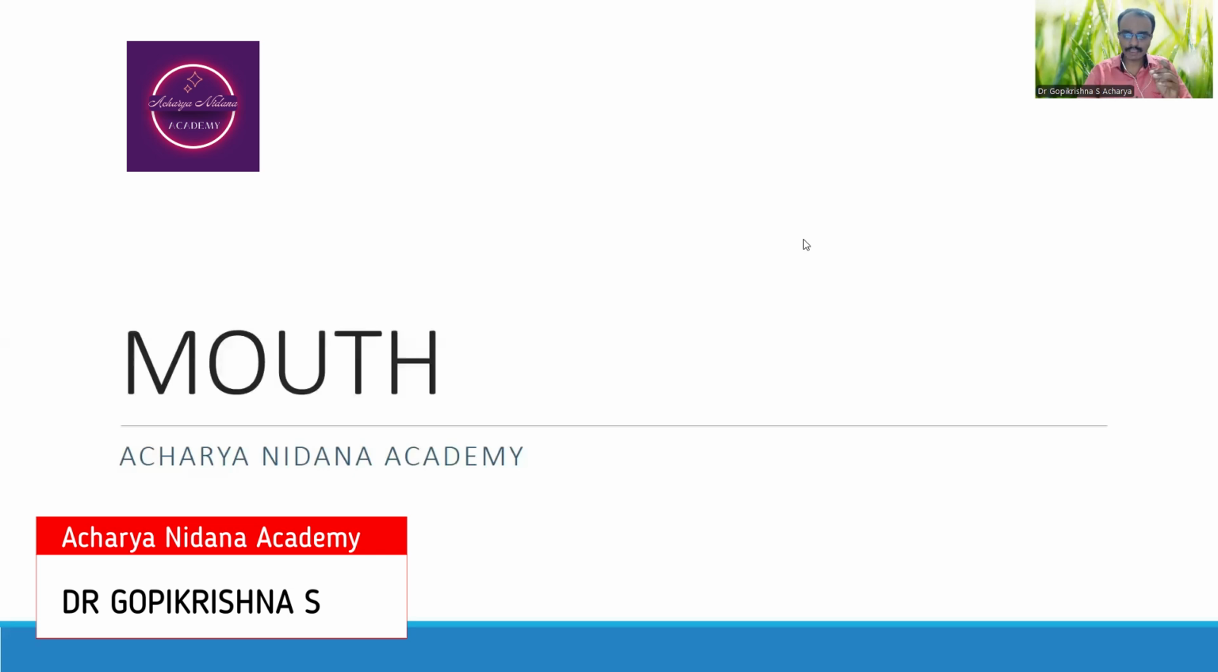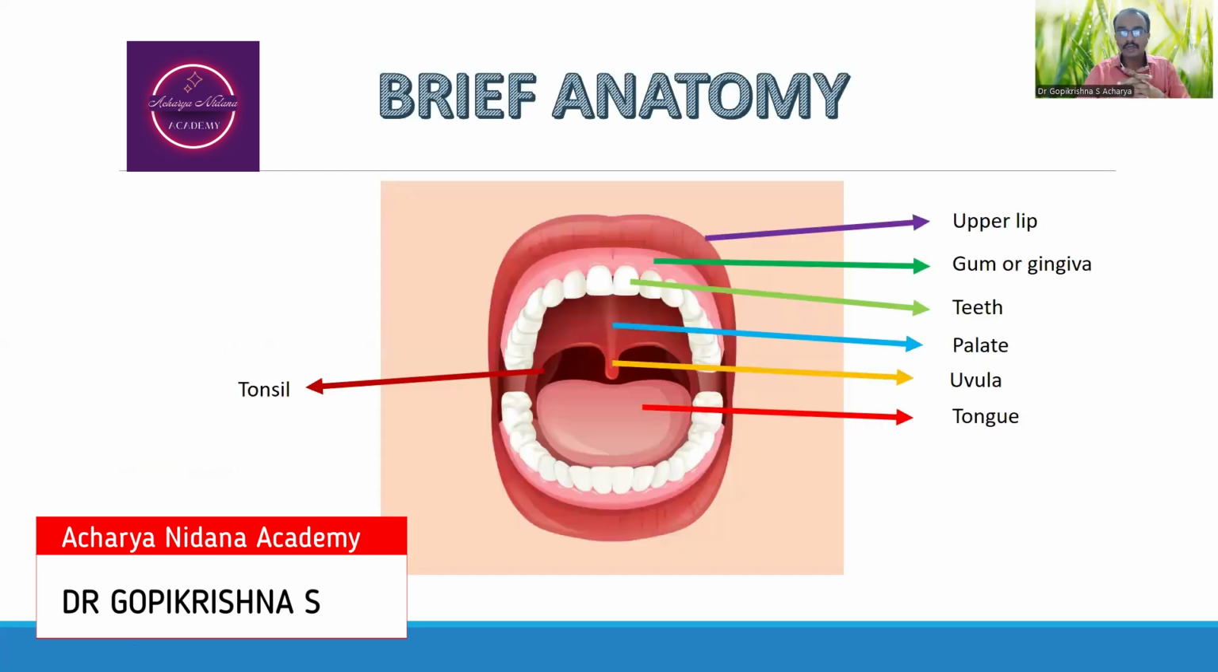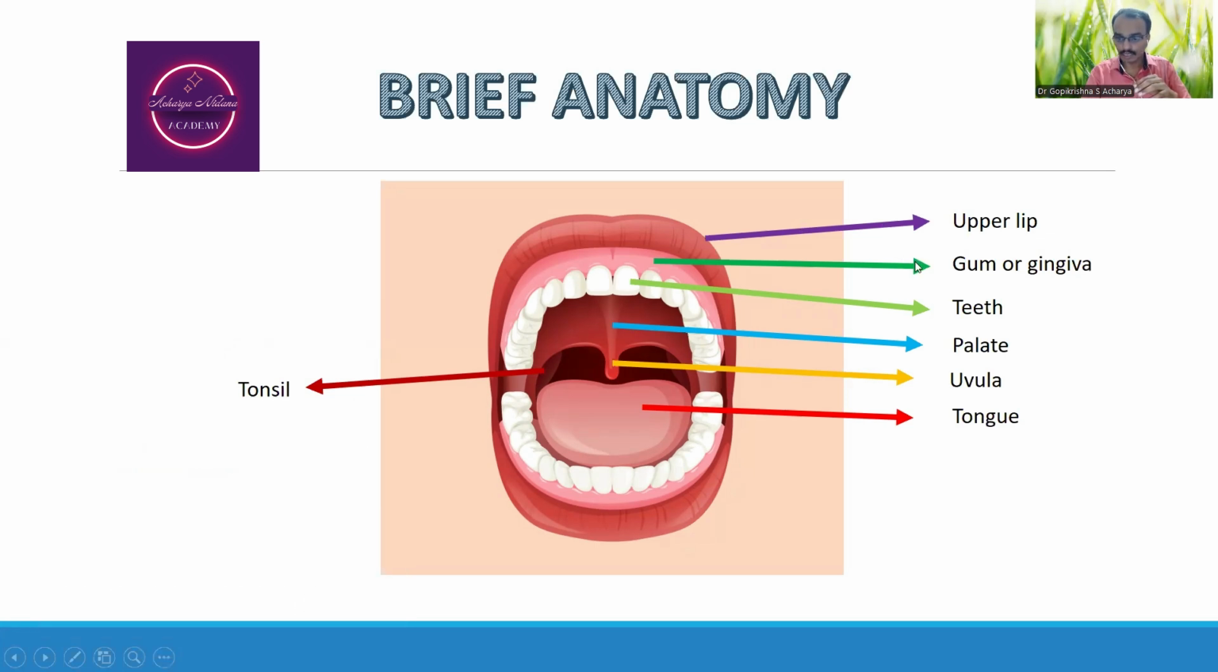As far as examination of the mouth is concerned, first of all, we need to know the brief functional anatomy of the mouth. This is the image of the oral cavity, including the mouth. This is considered to be the upper lip. This is the gums. And below that, the teeth are there. And this is the palate, which again has two types, hard palate and soft palate.